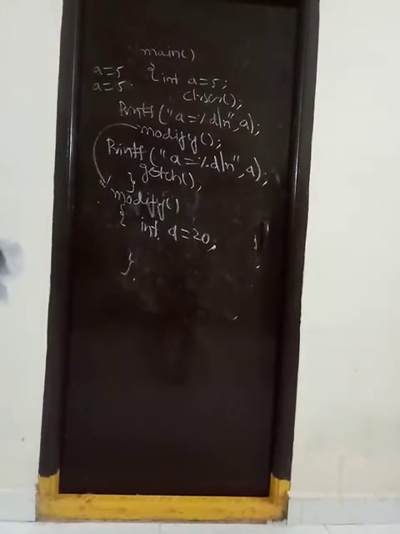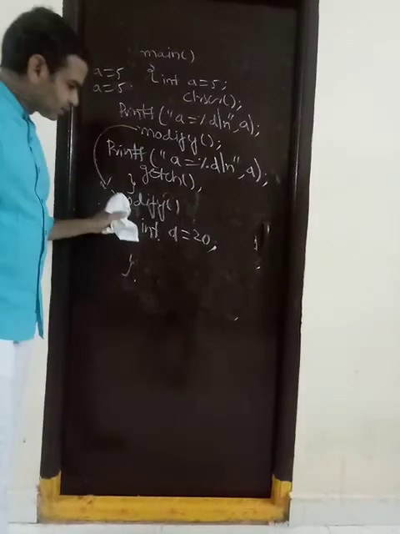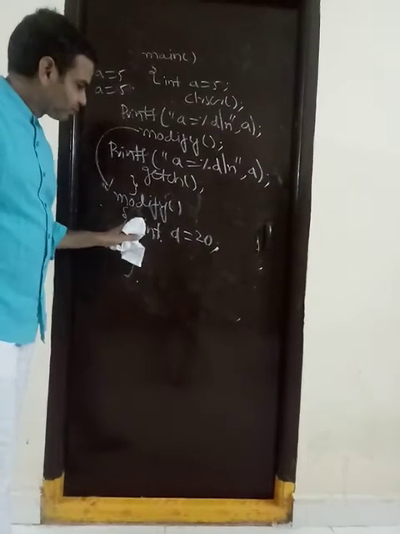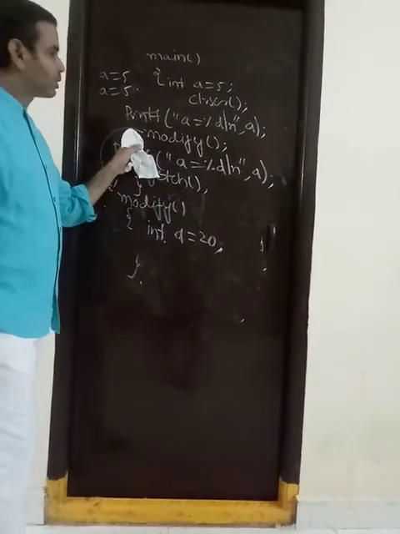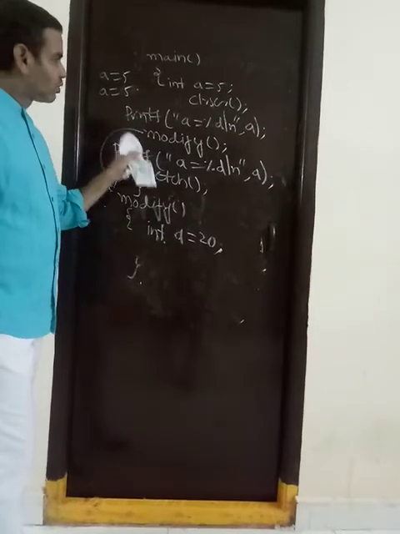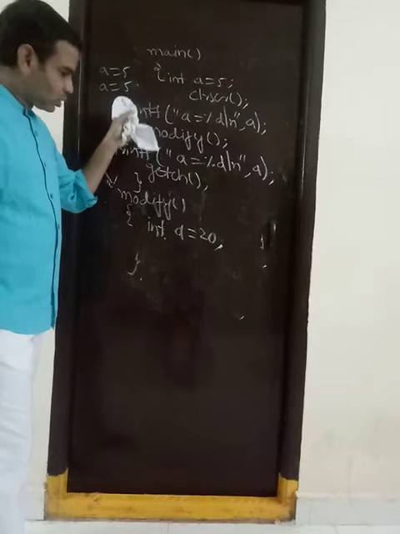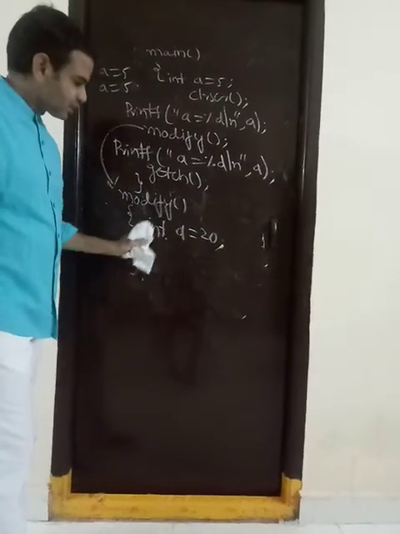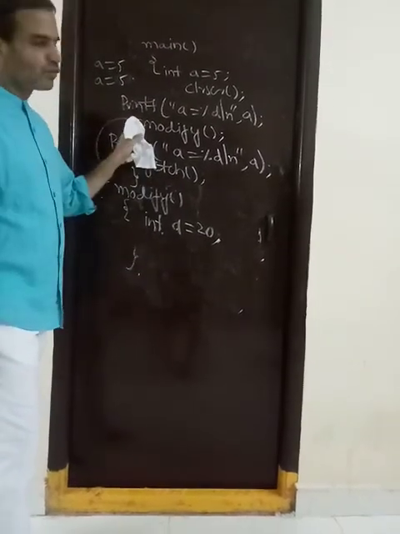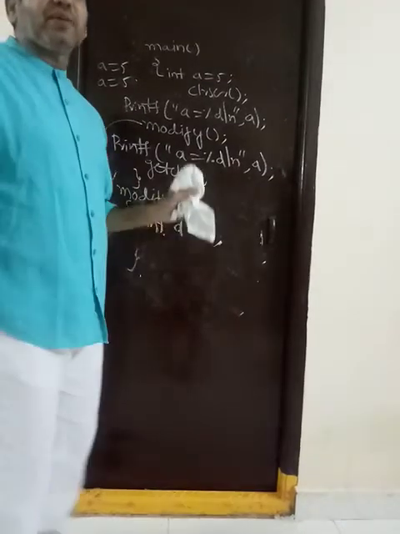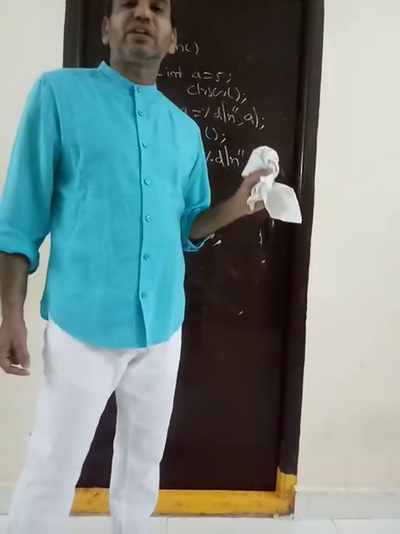This program specifies that the subprogram value will not return to the main program. Here, whatever the value in the main program, the same value we are displaying. If you want to return the subprogram value to the main function, we explicitly specify the return keyword.